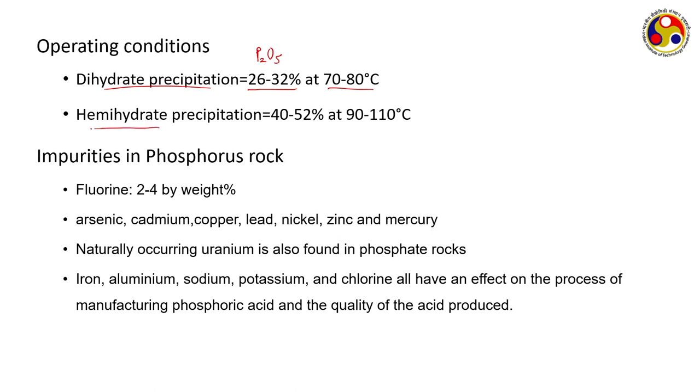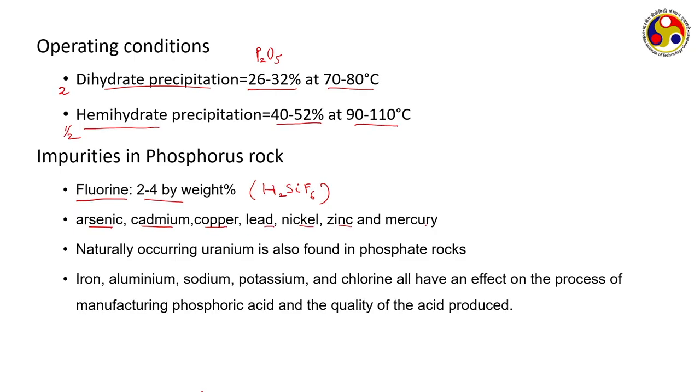At this temperature, and for hemihydrate, dihydrate means 2 molecules, hemihydrate means half molecule. You need to add a higher amount of P2O5 and a higher temperature. But there are certain issues with phosphate rock. You have fluorine also. Fluorine is very corrosive. So what they do is they vent out the fluorine through a scrubber, and you have silica particles also inside the phosphate rock. The fluorine reacts with the silica particles and forms hydrofluorosilicic acid. I think if I am correct, the formula is H2SiF6, some sort of hexafluorosilicic acid. This will come out as a vapor.